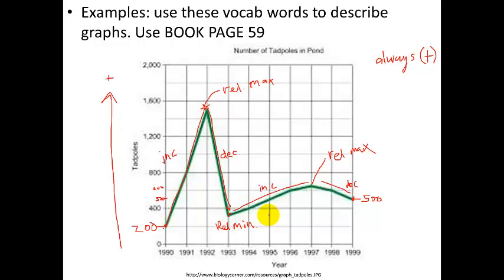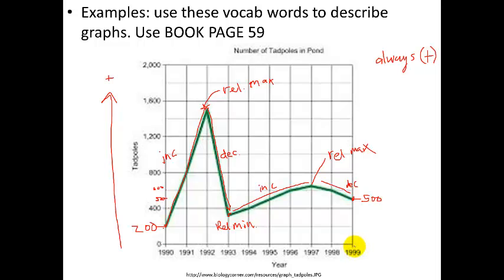So we'd say the amount of frogs is rising from 1990 to 1992. It reaches a maximum in 1992 of around maybe 1,700 or 1,500. Then the amount of frogs decreases for a year from 1992 to 1993, and it hits a relative minimum of around maybe 300. And then it slowly increases from 1993 all the way to 1997, where it again reaches a relative maximum of roughly a little over 600. And then it slowly falls again to a final population of 500 frogs in 1999.